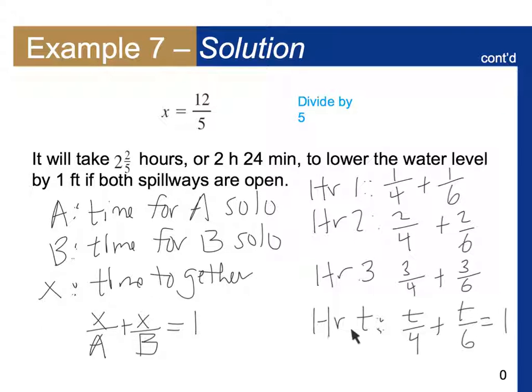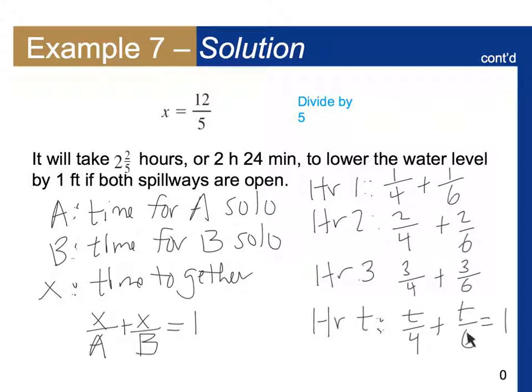Okay, so we're saying after t hours we're going to have t over 4 plus t over 6, and we want it to be 1. Now that 1 means that the job is completed. So we're just looking at any job. It doesn't matter what the distance is, just that we're completing this job, and it takes 4 hours for this one to do it, and 6 hours for this one to do it. We're adding those parts together.